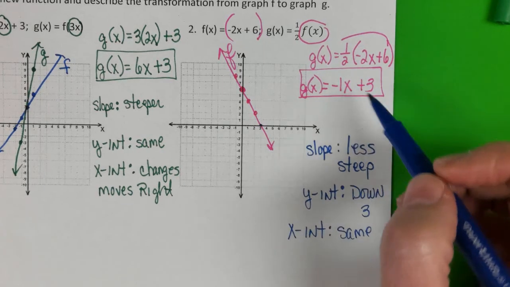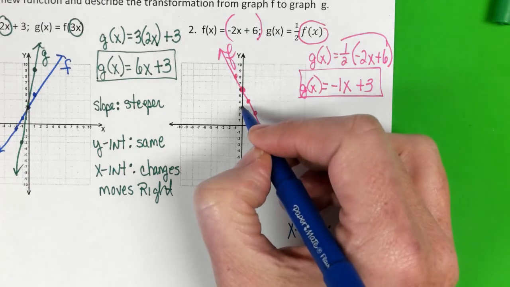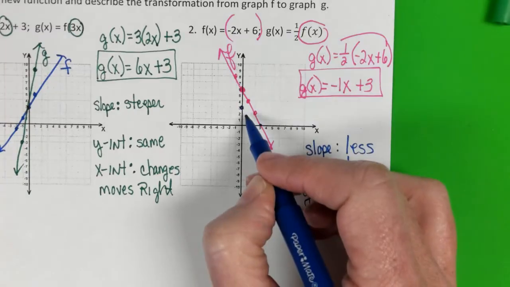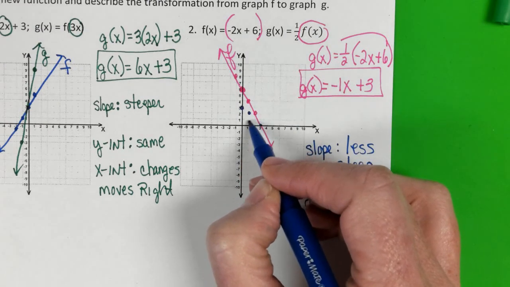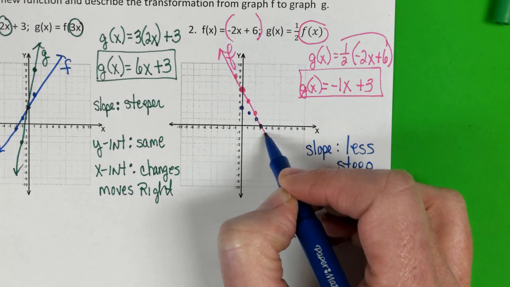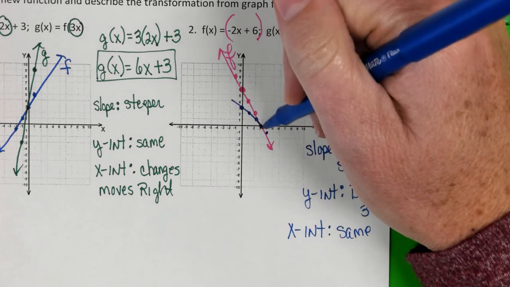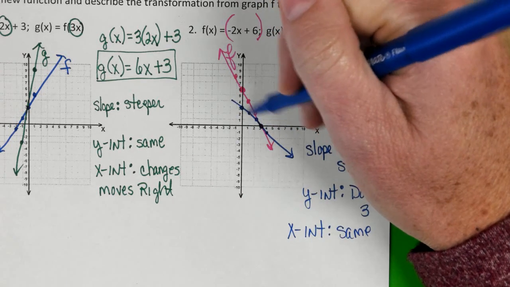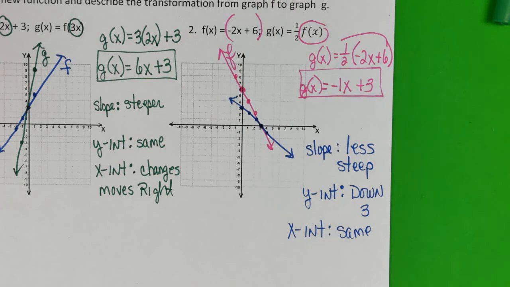Excuse me. So let's just check. So we got a y-intercept of 3, a slope of -1. Down 1, right 1, down 1, right 1, down 1, right 1. And so we can see right there, there's our pivot point, that our x-intercept stayed the same.